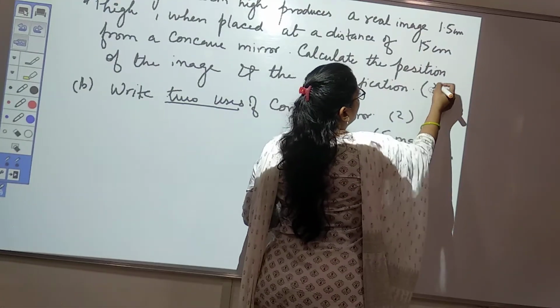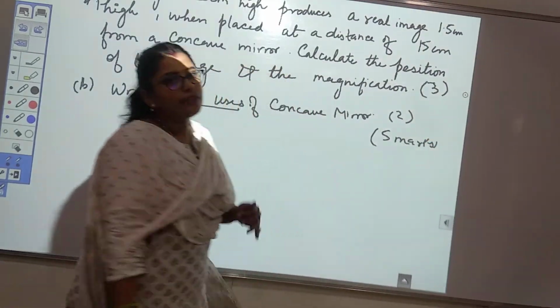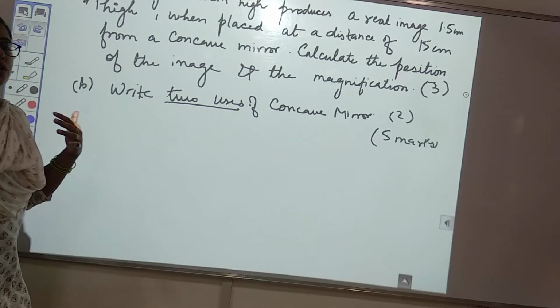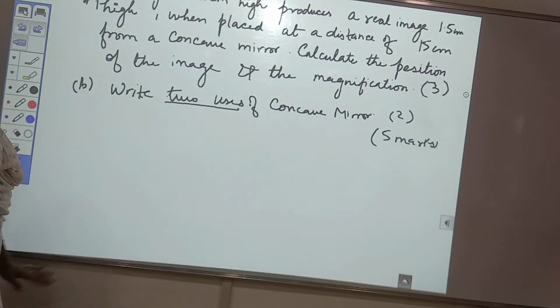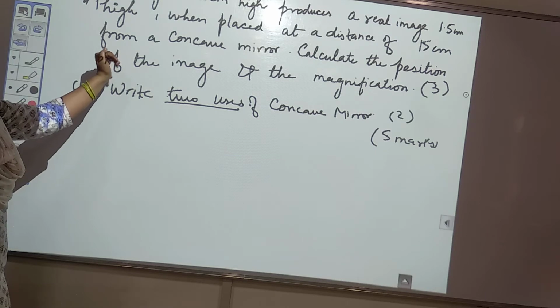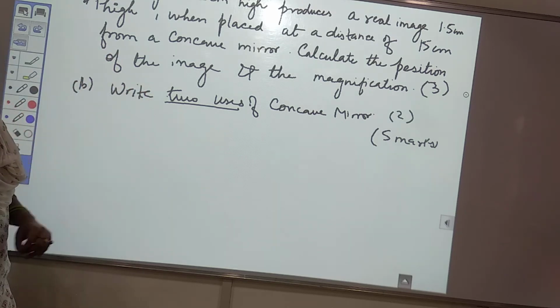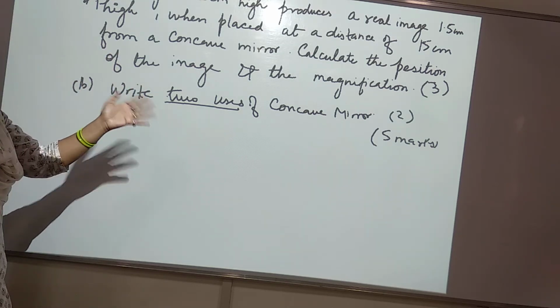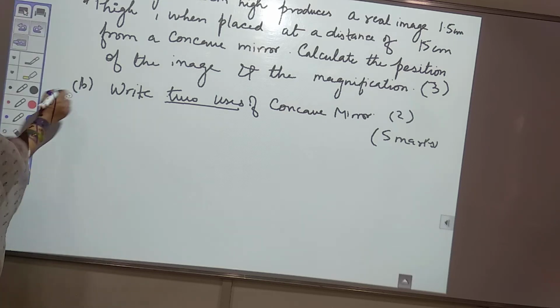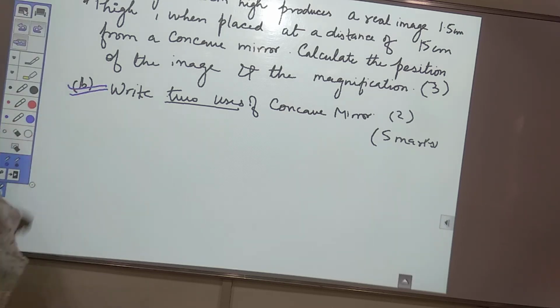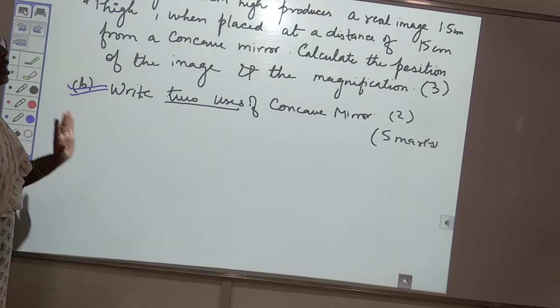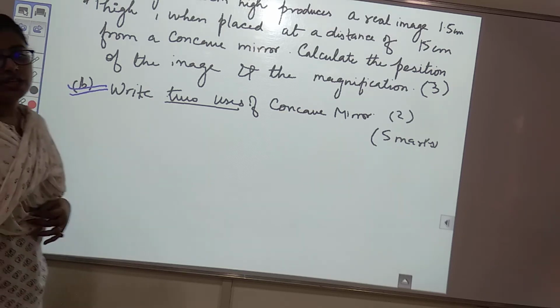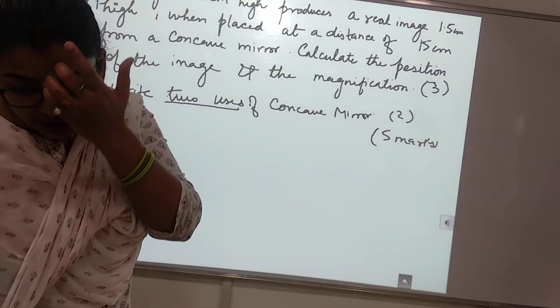From class 9 onwards, you are going to have step marking. Now you have a numerical given, and a conceptual question that you have to write 2 uses of concave mirror. This you can do by yourself, and the numerical also you can do by yourself. But you will see what is given in the question, you have to write that.